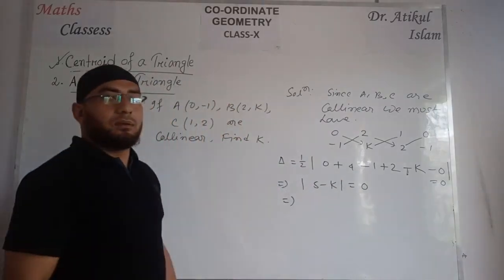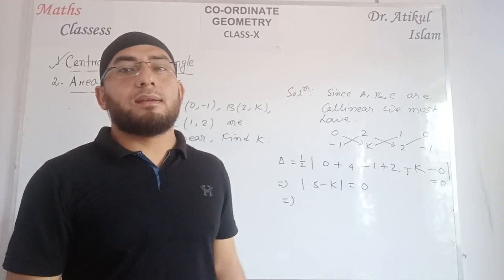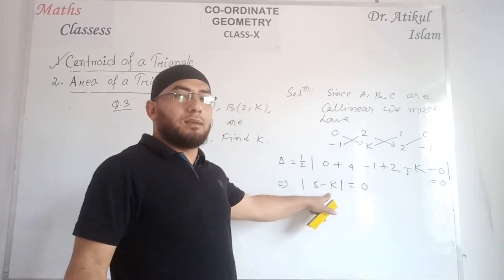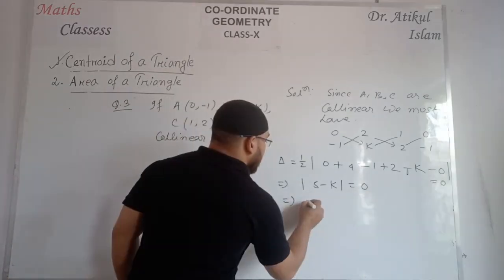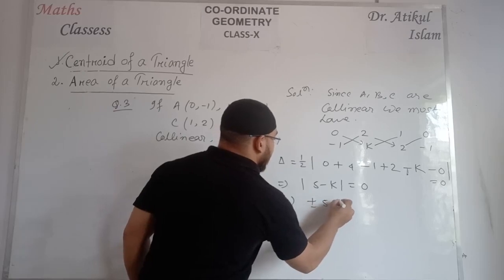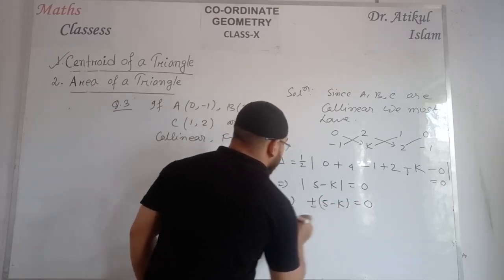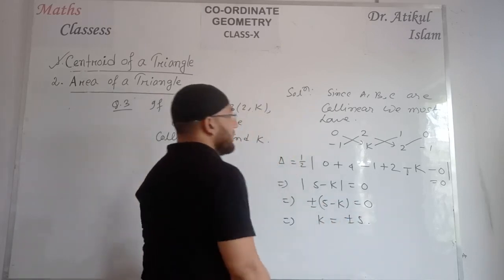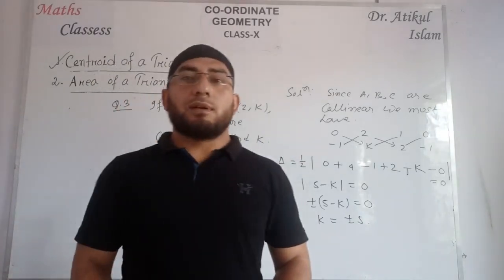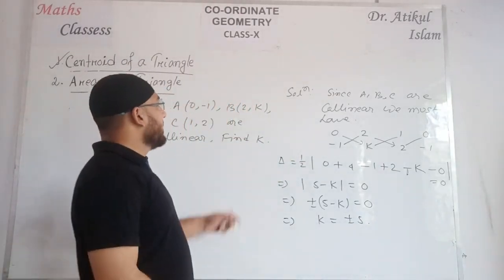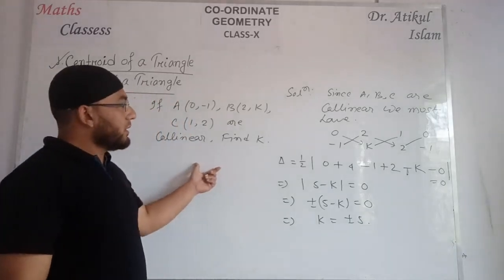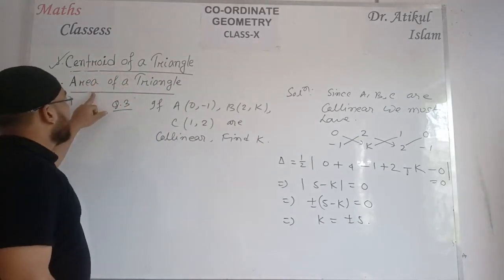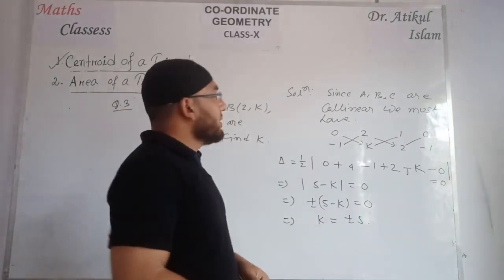Now if you remove here the modulus sign, so here plus minus (5 minus k) will be equal to 0. So that is your k will be 5. So in this way you can find arbitrary constants wherever it is given that the points are collinear. Okay. So this is all about the centroid of a triangle, area of a triangle, and their application in coordinate geometry.